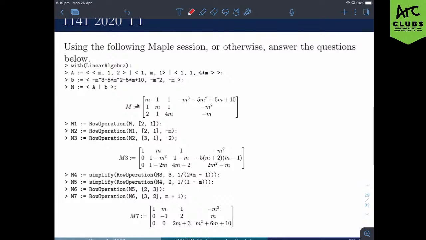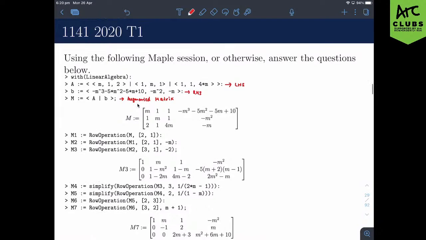So first thing, they're creating the left-hand side matrix, and then this is the right-hand side column vector, and we're just creating the augmented matrix here. So now let's have a look at what these row operations are doing.